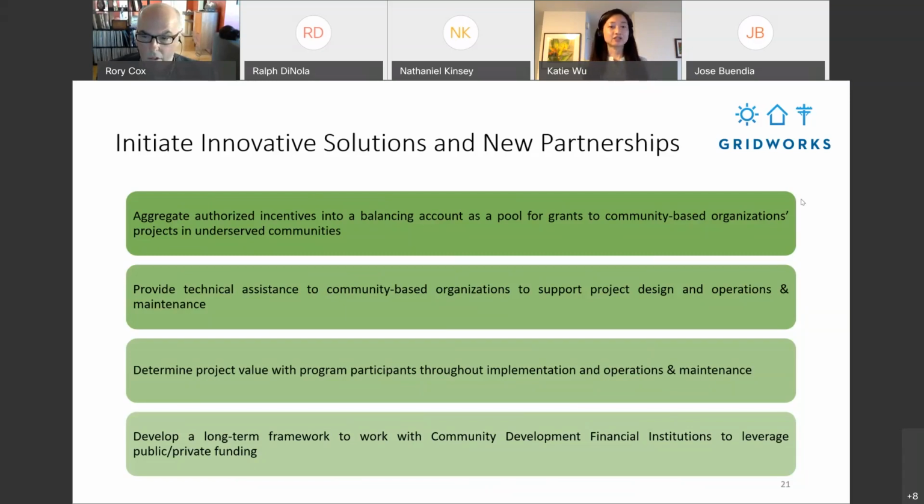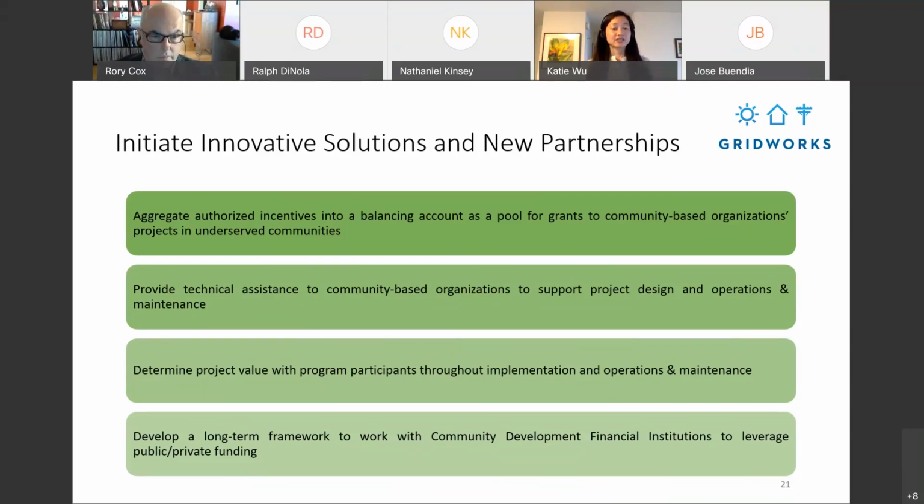Coming back to the value stream and better understanding the value of these programs and projects to customers, to foster that relationship building, to foster building trust within communities, it may be worthwhile to work directly with program participants to determine the project value throughout implementation and operations and maintenance, so that from a regulatory perspective, we can just better understand the participant perspective and what value they are gaining from program participation.